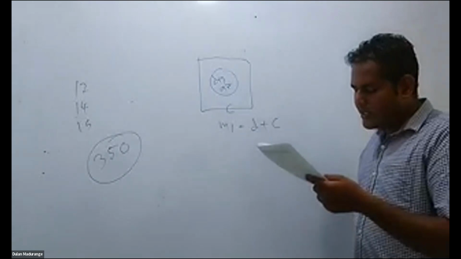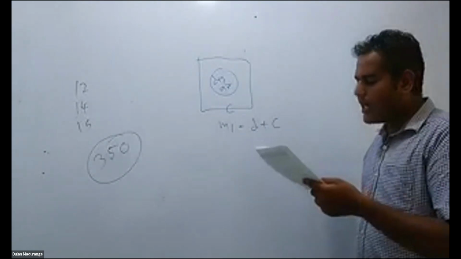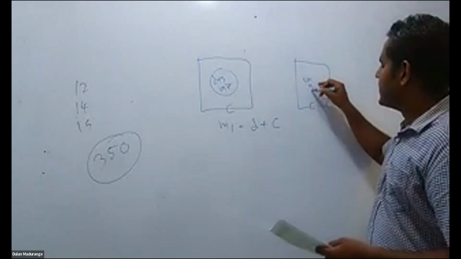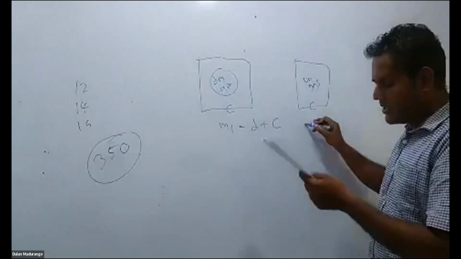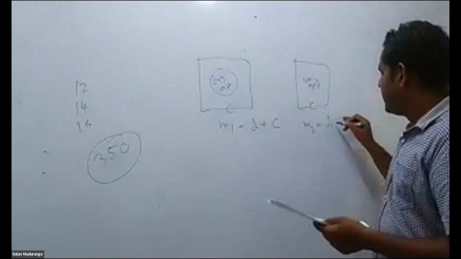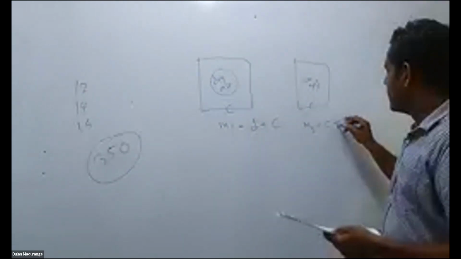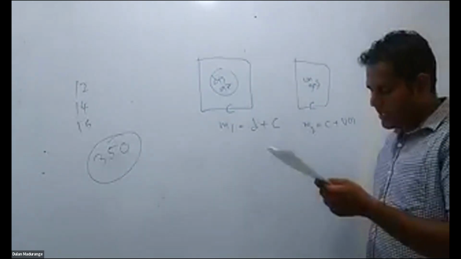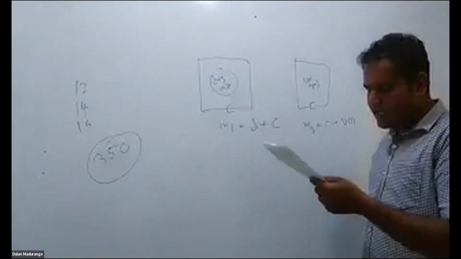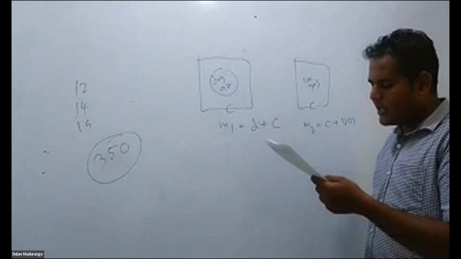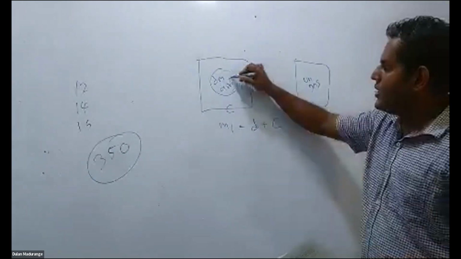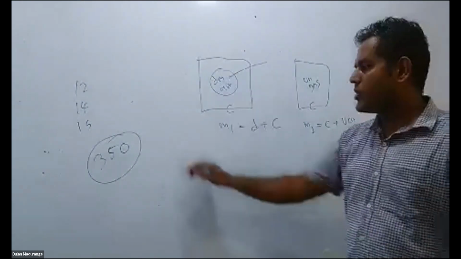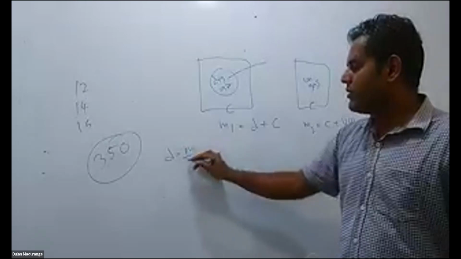Then it says the dry air was removed and the container was filled with an unknown gas. The container is filled with the unknown gas, and that mass is given as M2, which is container plus unknown gas. Both dry air and unknown gas are at the same temperature and pressure. The density of dry air is given. If the density is given, we can find the mass, because density is equal to mass over volume.